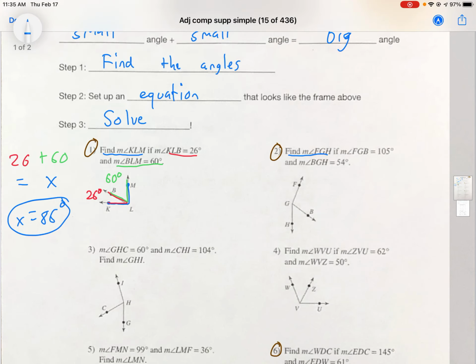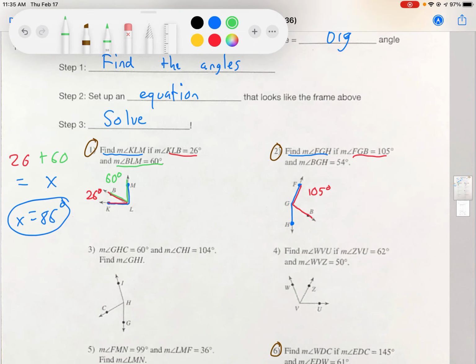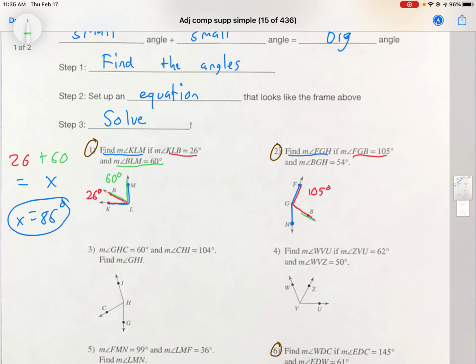To start with, I'm seeing that it says find the measure of angle FGH. So I start at point F, move down to G, over to H. This appears to be my large angle once again. Next, I know that angle FGB, F down to G over to B, is 105 degrees. And I know that angle BGH is 54 degrees.